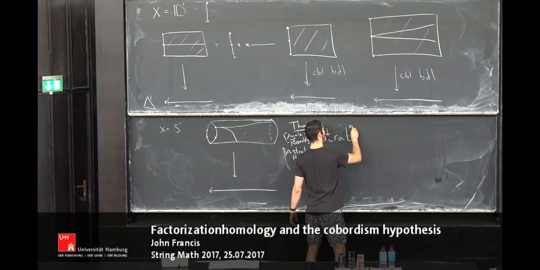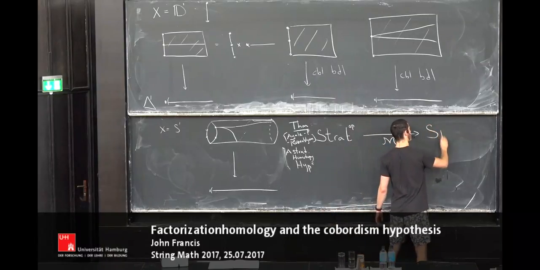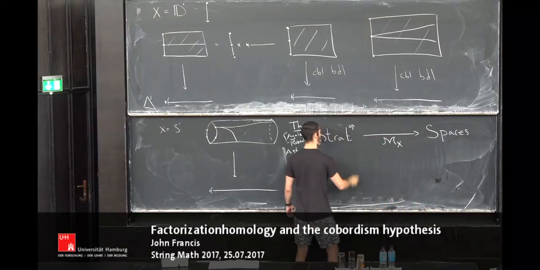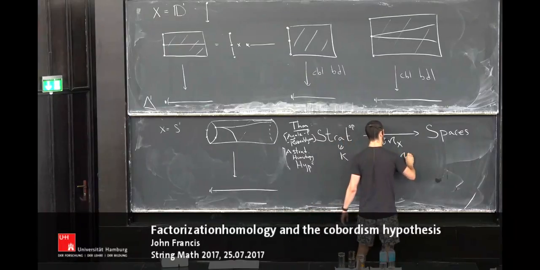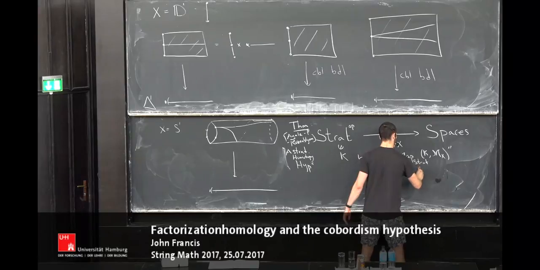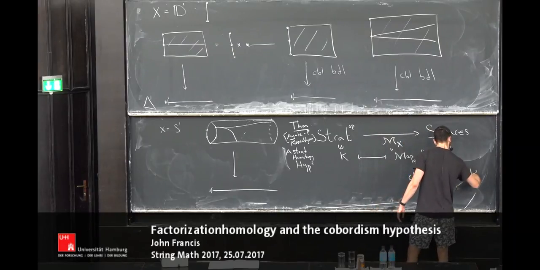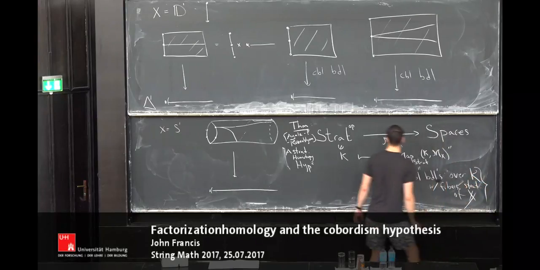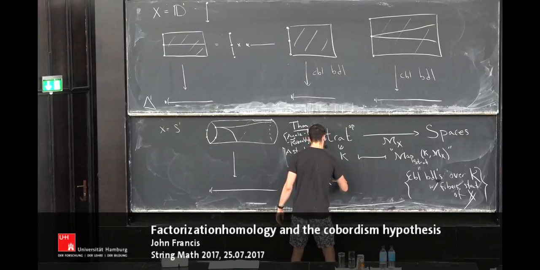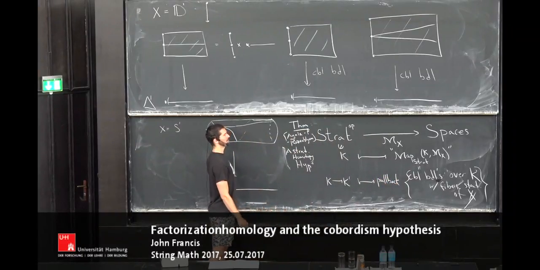So stratified spaces form a category, and this assignment, M sub X, you can think of as a functor on this category to spaces that sends K to, well, what I wanted to say were these maps, in Strat, from K to M sub X. And I define this as being constructible bundles over K with fibers which are stratifications of X. So this defines a functor by pullback. Given a map K to K prime, send this to the pullback. So part one of the theorem is that constructible bundles pull back, which is actually pretty hard.